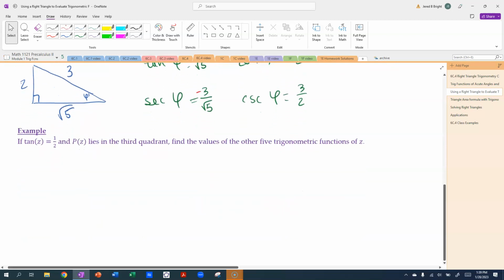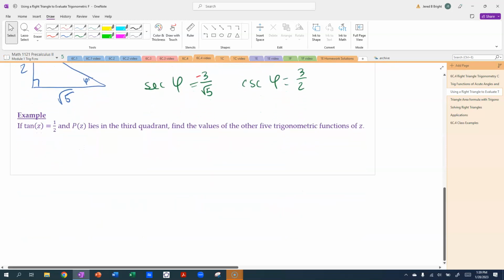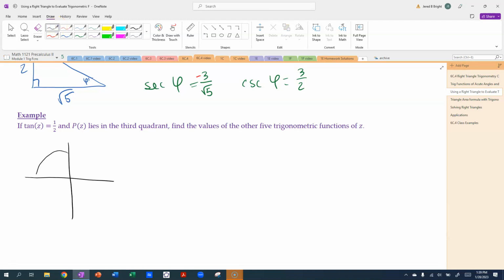Okay. Last one. Tangent of z is equal to 1/2 and P of z lies in the third quadrant. Okay, so let's get a little sketch here. So we are on the unit circle because P of z, it says, is a point on the unit circle, in the third quadrant. Find the value of the other trigonometric functions of z.